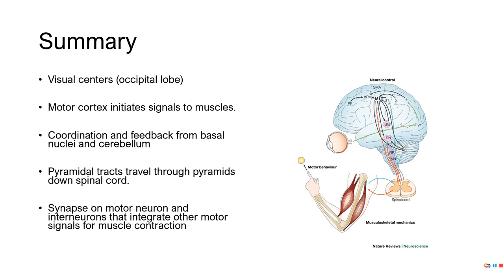Okay, so just to summarize again, you've got your visual centers in your occipital lobe, that if you're going to see something, or even if you're running, whatever it is you're doing, you're using your vision most likely. You send signals to your motor cortex to say, this is what I want to do. I want to avoid that pothole. I want to kick that ball. I want to pick up that apple. Okay? And then based on the motor cortex and the motor plan that's developed, you might have to make adjustments. And so that happens with your basal nuclei and your cerebellum. Signals are sent down to the spinal cord, ultimately getting to the motor neurons that you're activating or inhibiting, and then you do the movement.